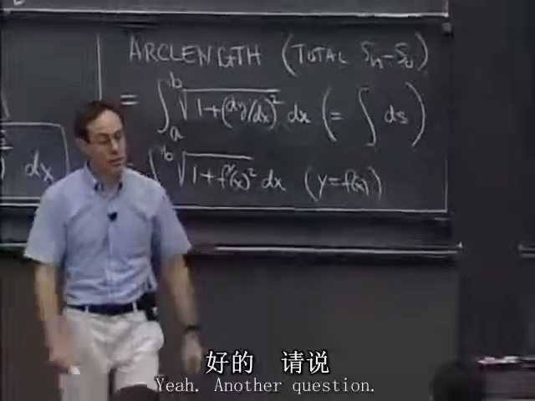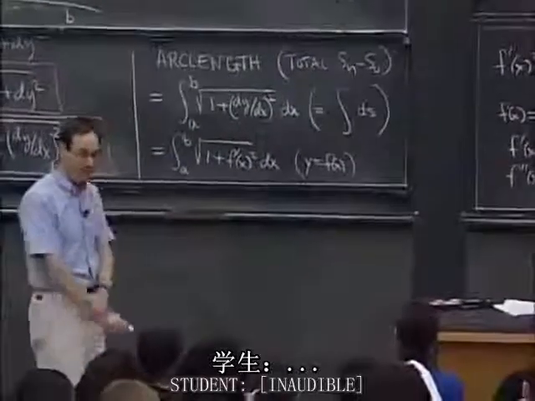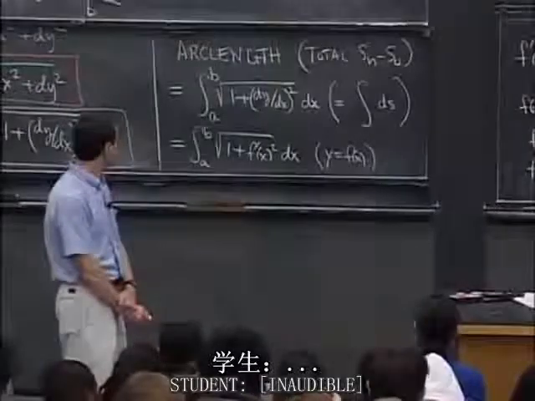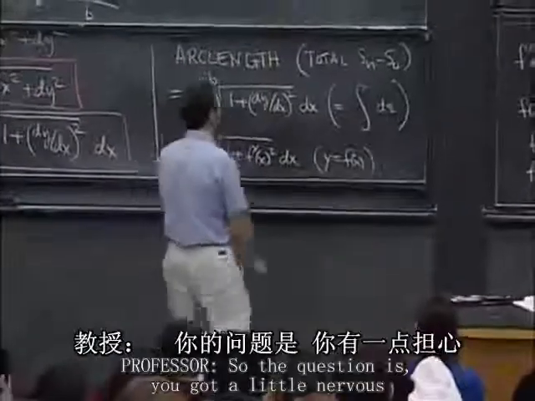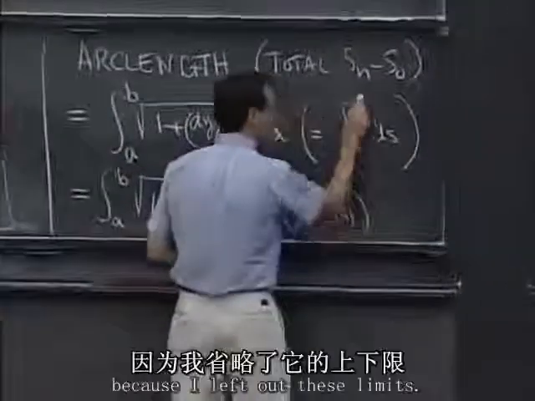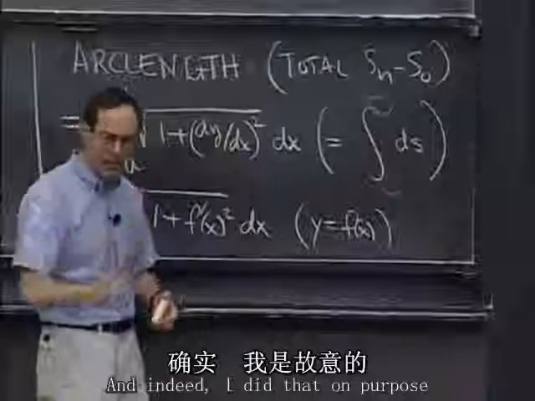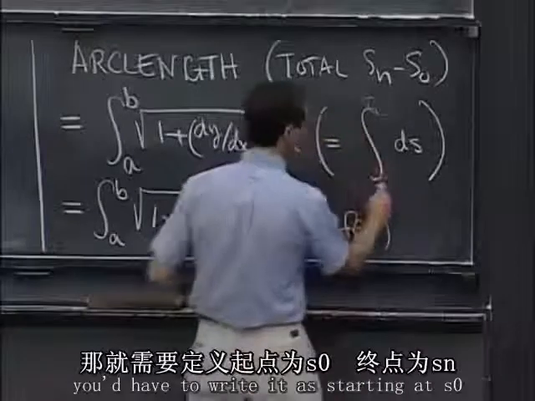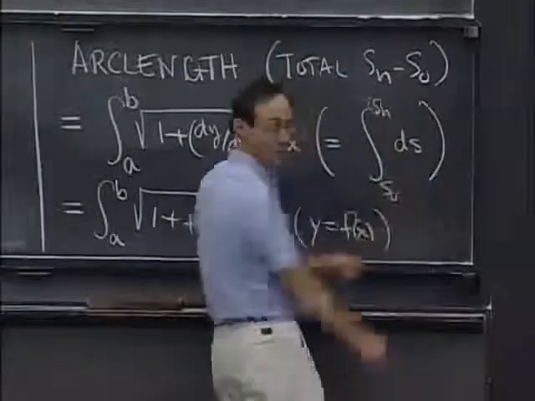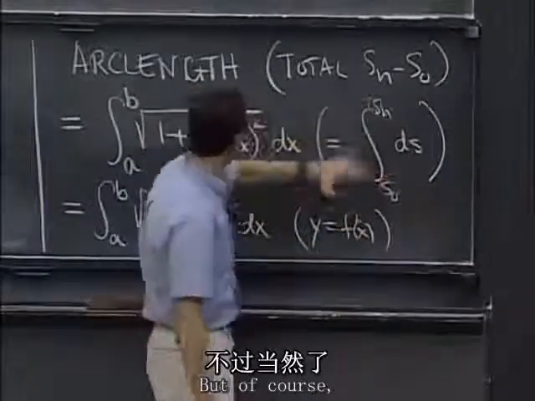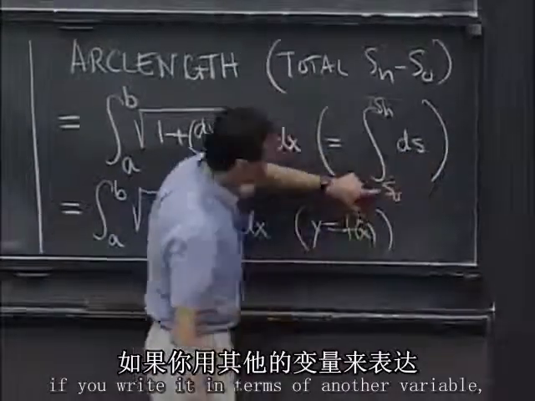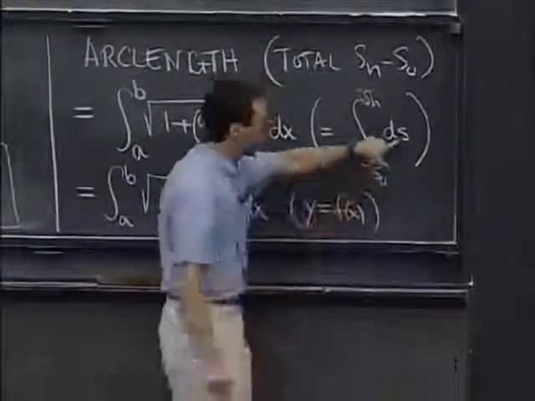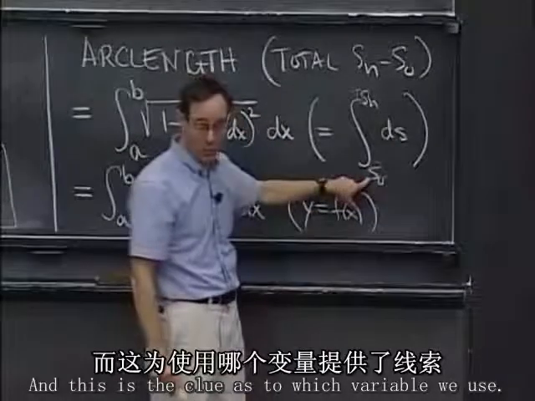Yeah, another question. The first example for arc length is the integral of ds, but it's not along the parameters a and b, right? Good question. You got a little nervous because I left out these limits, and indeed, I did that on purpose because I didn't want to specify what was going on. Really, if you wrote it in terms of ds, you'd have to write it as starting at S0 and ending at Sn to be consistent with the variable s. But of course, if you write it in terms of another variable, you put that variable in. So this is what we do when we change variables, right? We have many different choices for these limits, and this is the clue as to which variable we use.